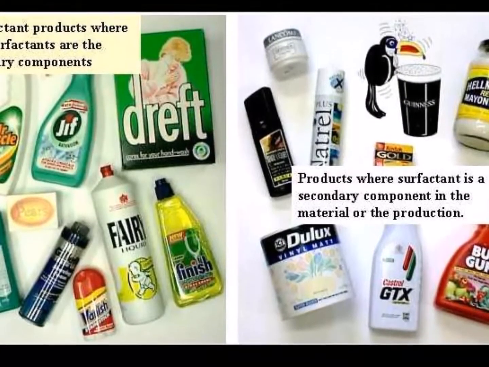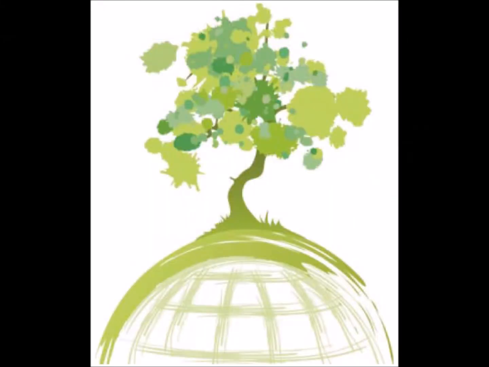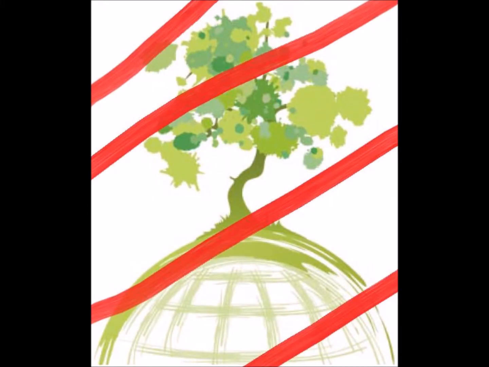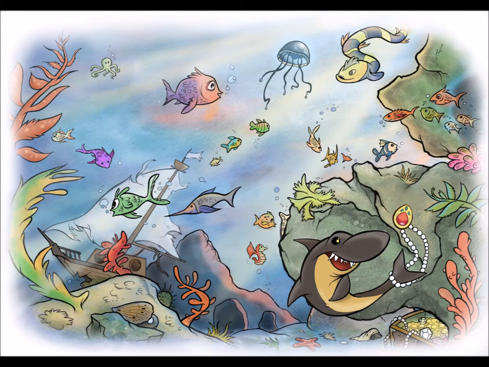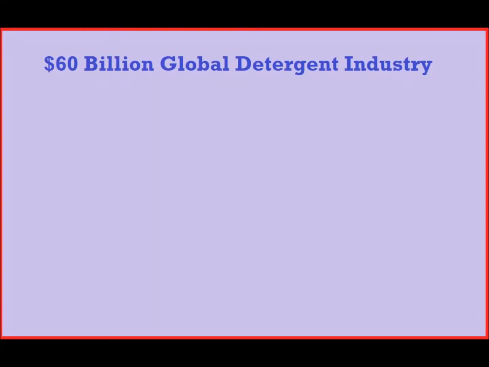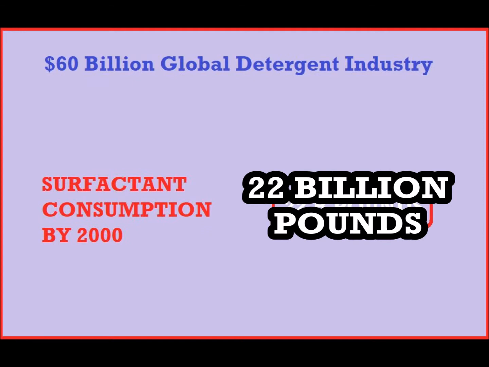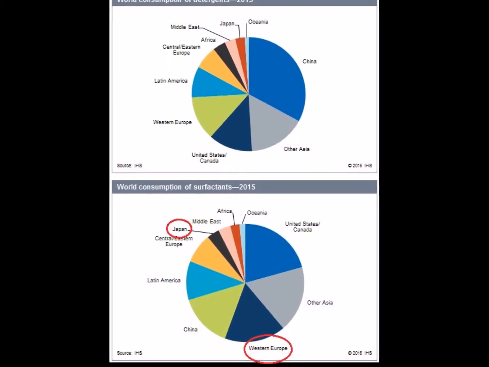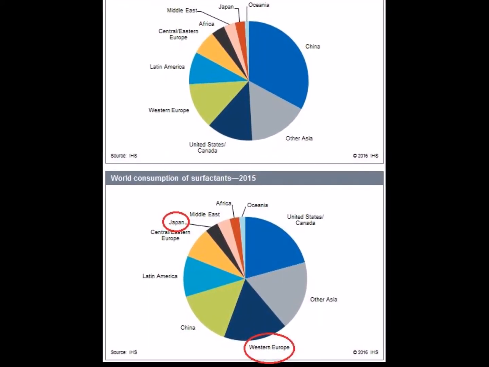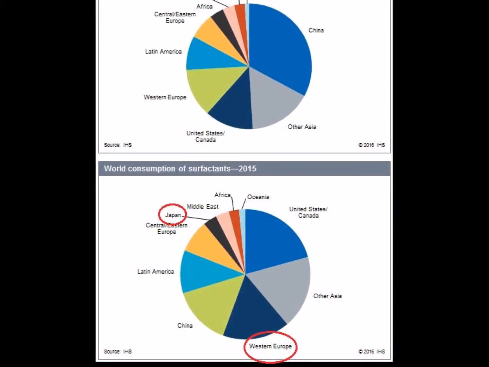Although very helpful to humans, the use of certain surfactants can be harmful to the environment and its organisms, especially in aquatic habitats. The detergent market on its own is worth $60 billion, where surfactant consumption worldwide was over 22 billion pounds by the year 2000, these mostly being products for home use. Many countries use different concentrations of surfactants in their laundry cycles. Japan uses low concentrations, whereas Europe uses the latter.